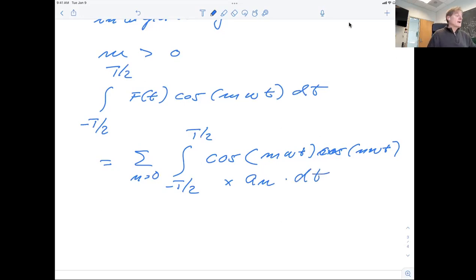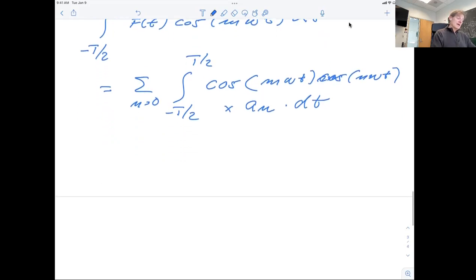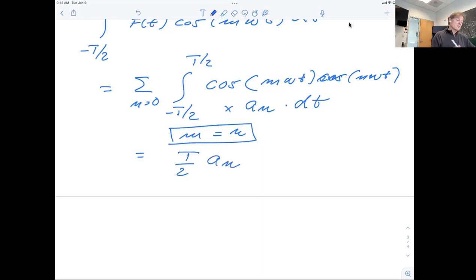And now I can use the orthogonality of the cosine functions, and what I get then is that this reduces to, obviously m has to be equal to n. If it's not equal to n, then this integral will be 0 due to the orthogonality of the cosine functions. So what I'm going to find then is that this is simply equal to T divided by 2 multiplied with this specific coefficient a of n. And m has to be equal to n.